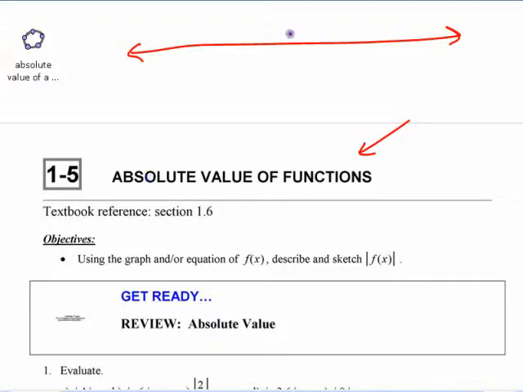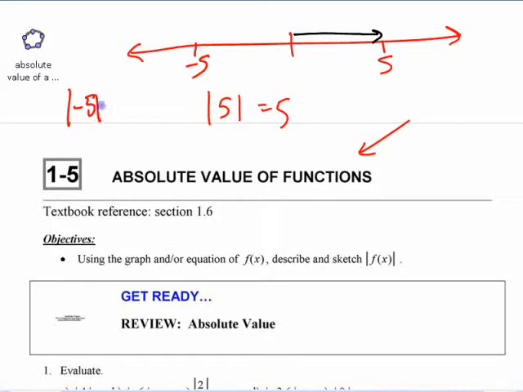The absolute value of 5 is 5. The two lines mean absolute value. Absolute value of 5 is 5 because it's 5 units away from 0, right? This is how far it is. You don't care about which direction it is. It's 5 units. It doesn't matter, positive or negative. Absolute value of negative 5 is 5. When you talk about the absolute value of a number, you're saying, I don't care whether it's this direction or that direction. You're just interested in this.